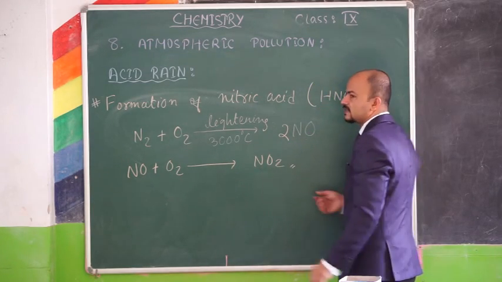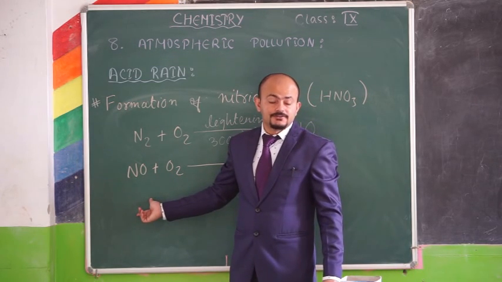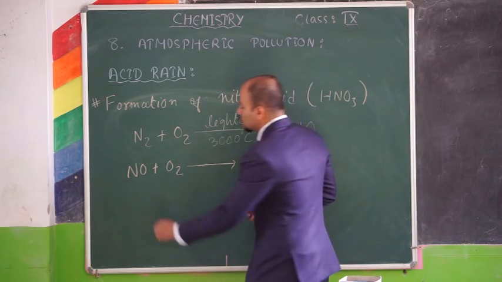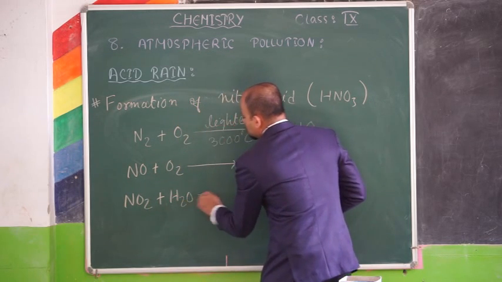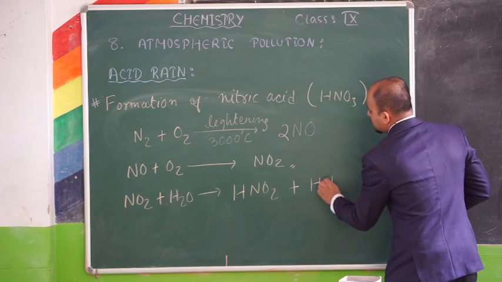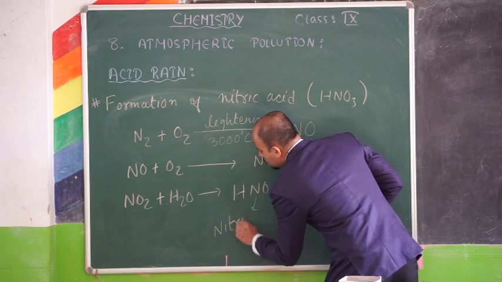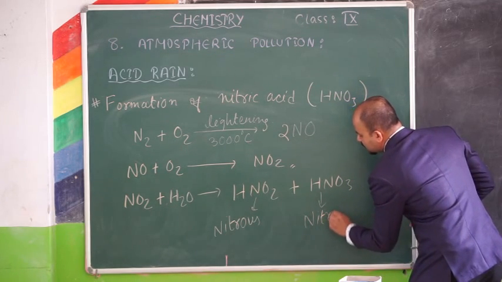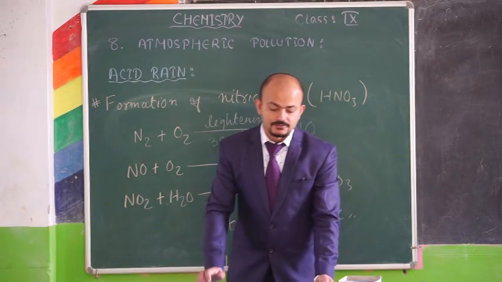Now once this nitrogen dioxide is formed, it reacts with water to form nitrous acid and nitric acid. So whenever this nitrogen dioxide reacts with water, we get nitrous acid, HNO2, and nitric acid, HNO3. So this is your nitrous acid, and this is nitric. So these equations, you have to learn them properly. How this nitric acid is formed in the atmosphere.